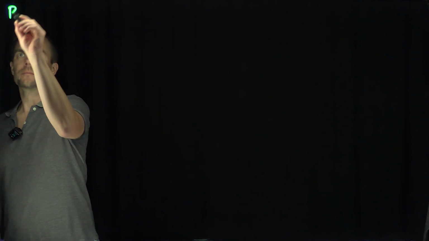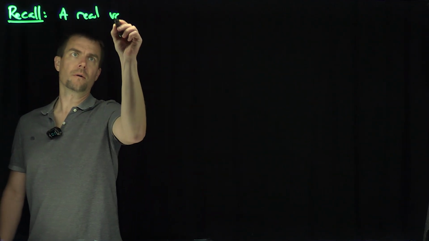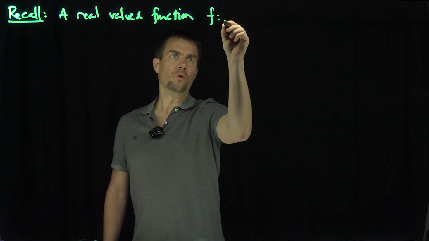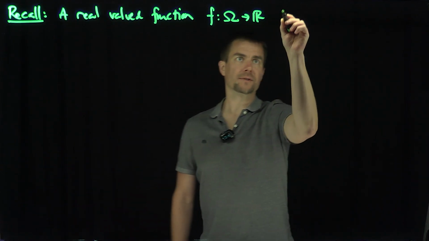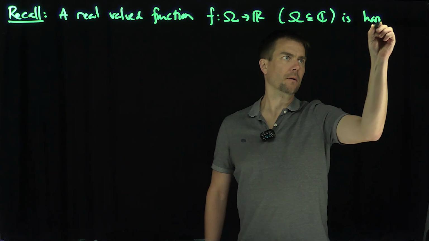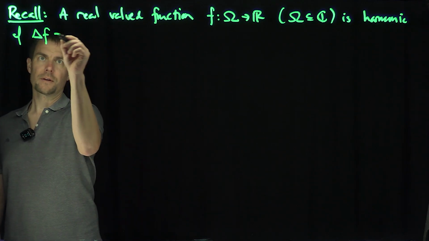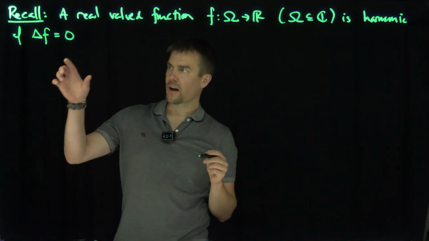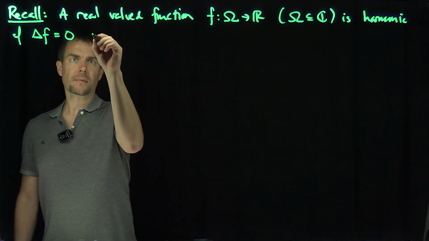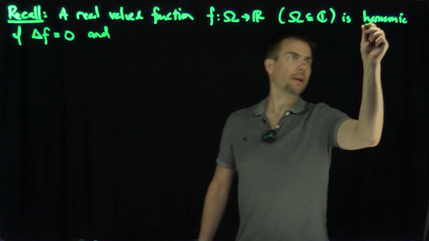Let's recall a real valued function f, which maps omega into R, where here omega is a subset of the complex plane, is harmonic if the Laplacian of f is equal to 0, where we know what the Laplacian is. It's f_xx plus f_yy. Good. And that's what it means for a function to be harmonic, right?